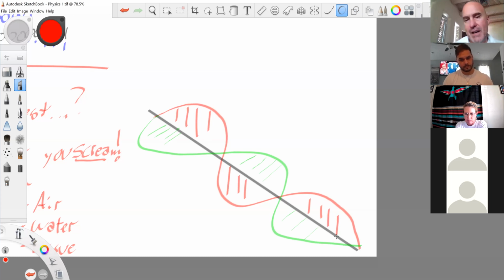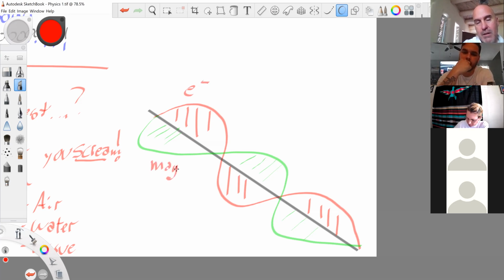Okay, that's my attempt at a three-dimensional aspect of a wave that's traveling both up and down and side to side. And electromagnetic, you're correct, is an electrical force causing a magnetic reaction, and then a magnetic reaction causing an electrical force. This is what light is.